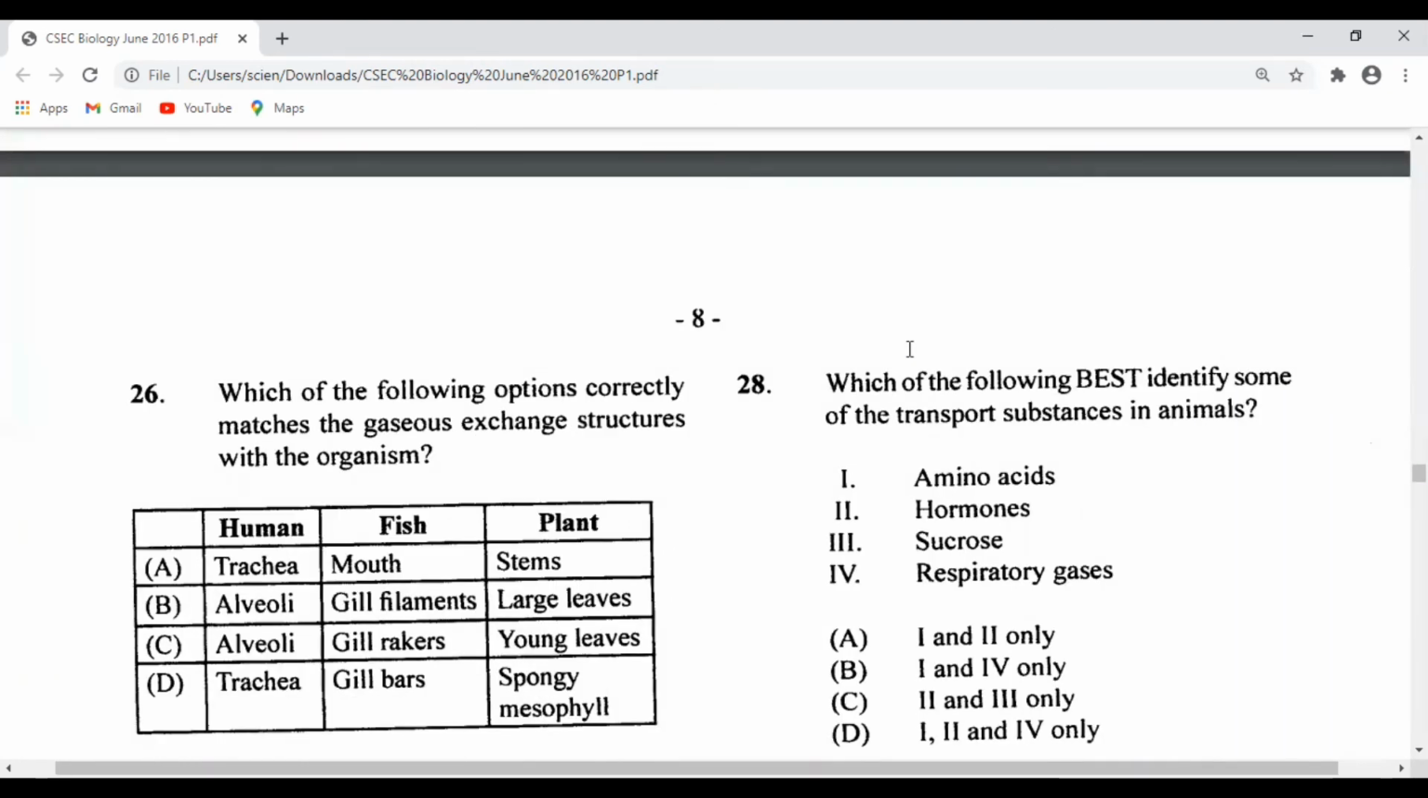26. Which of the following options correctly matches the gaseous exchange structure with the organism? So we have humans, fish, and plants, and we're trying to find the gaseous exchange structure. So for human, trachea, that's not where gaseous exchange happens. So that's out of it. I don't even have to go any further. Then B, alveoli, yes. Gill filaments for the fish, yes. And large leaves. So B is the answer. So 26 is B.